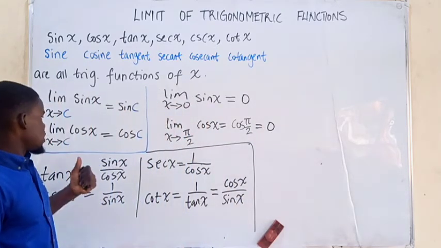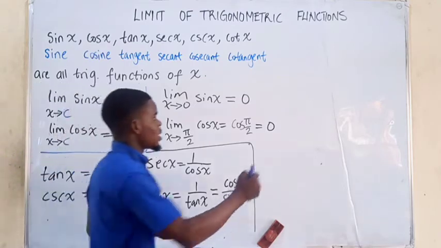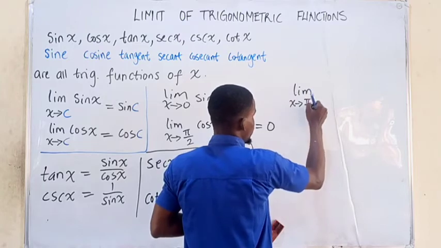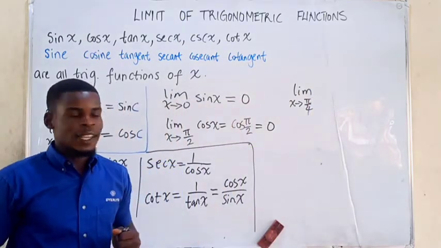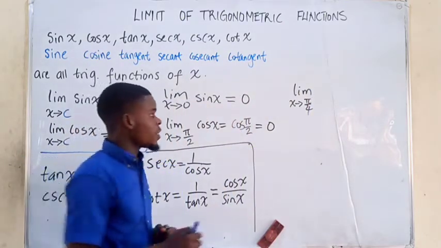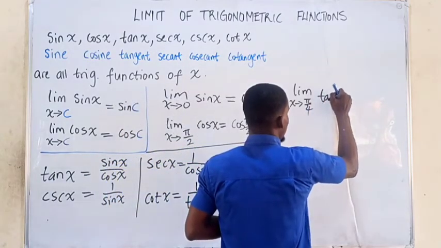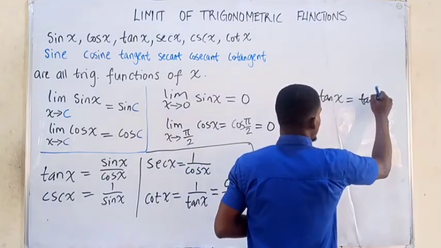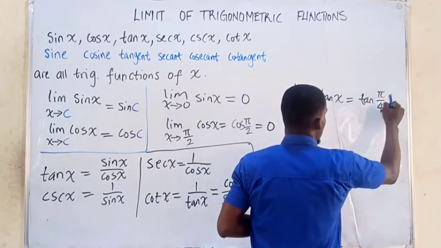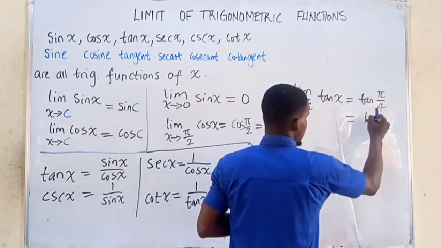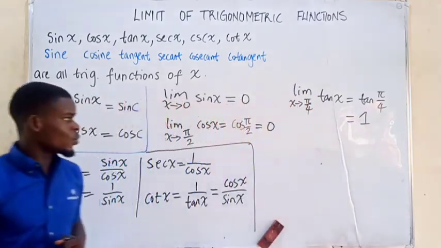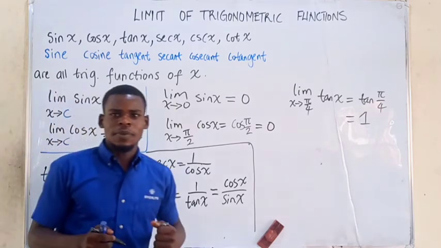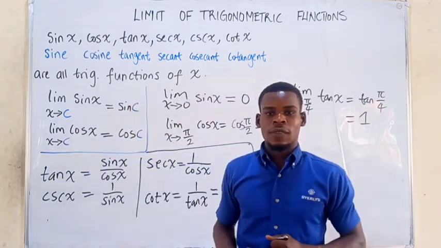If you want to look at another example, maybe look at tangent immediately. We have the limit as x tends to pi over 4. If pi is 180 degrees, then pi over 4 will be the same thing as 45 degrees. Let's look at tangent of x. The result here is going to be tangent of pi over 4, and this is equal to 1. So the result of that limit is 1. These are just very simple examples where you just need to substitute the value x is approaching into that trig function and evaluate.